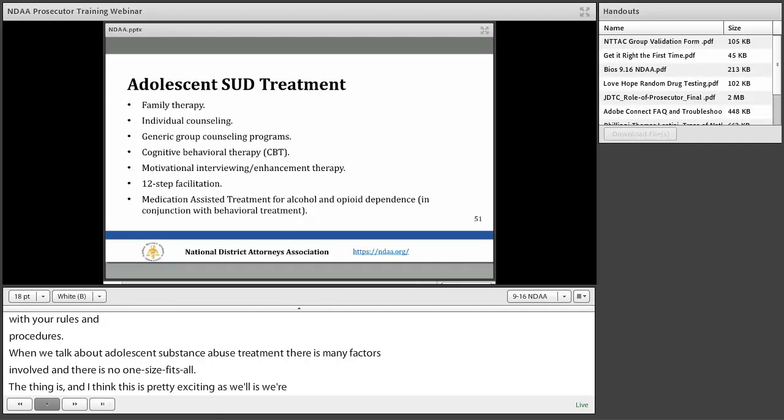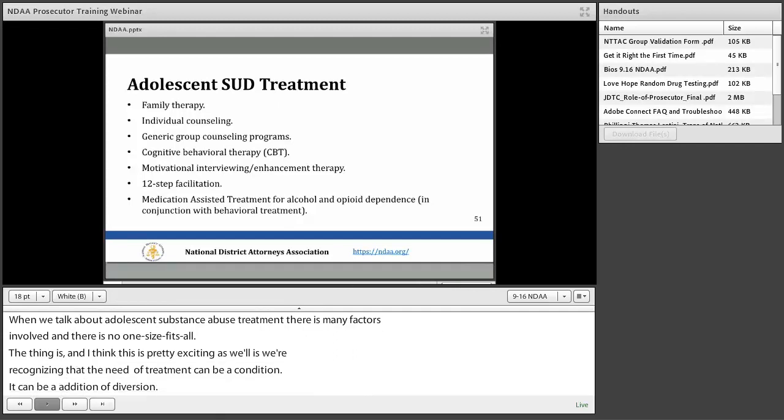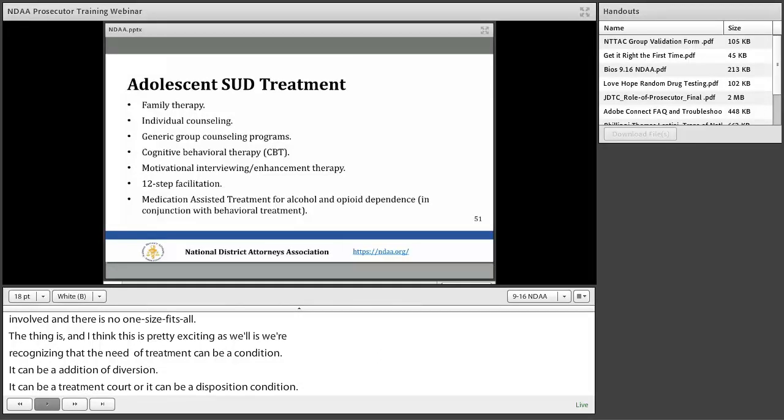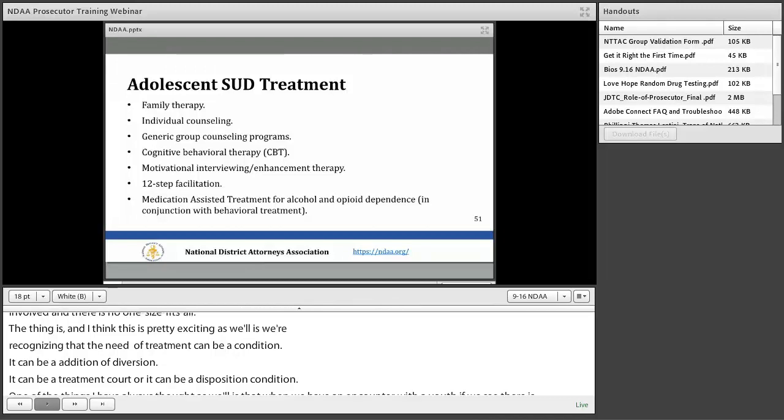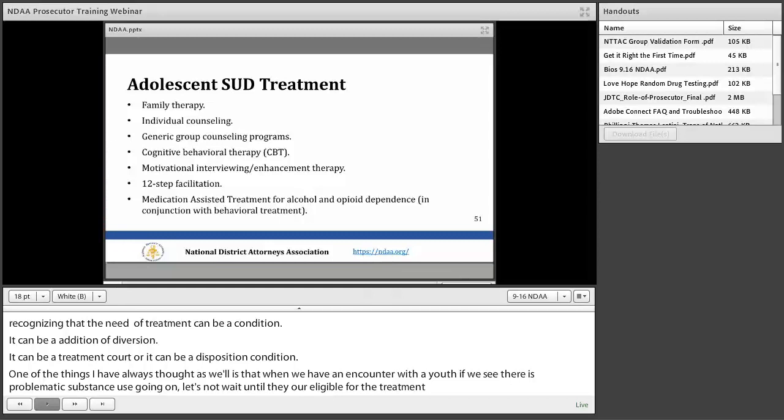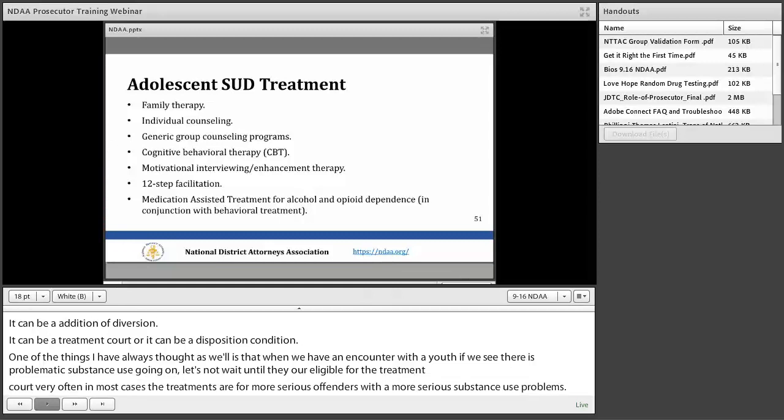So one of the things I've always thought is that when we have an encounter with a youth, if we see that there is problematic substance use going on, let's not wait until they're eligible for the treatment court, because very often in most states the treatment courts are for the more serious offenders with the more serious substance use problems. If we have diversion opportunities where we can address this, maybe connecting them to some motivational interviewing or 12-step facilitation, things like that, before the problem gets even worse.